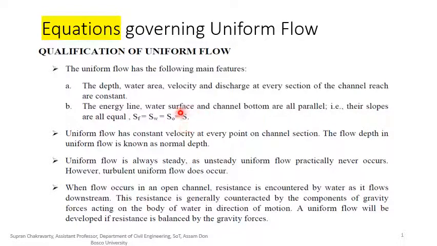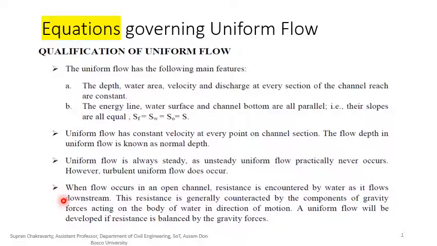Okay, we will refer to a diagram in the next slide. Uniform flow has constant velocity at every point of the channel, and the flow depth of uniform flow is known as the normal depth. One more important point is that uniform flow is always a steady flow. A steady flow might not be a uniform flow, but uniform flow is always a steady flow. There cannot be unsteady uniform flow.